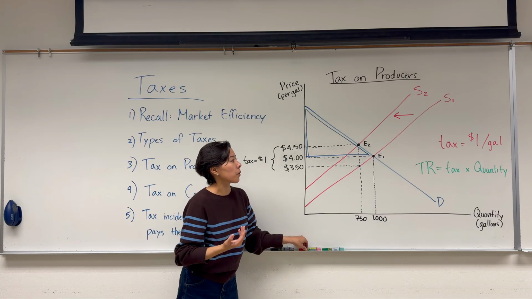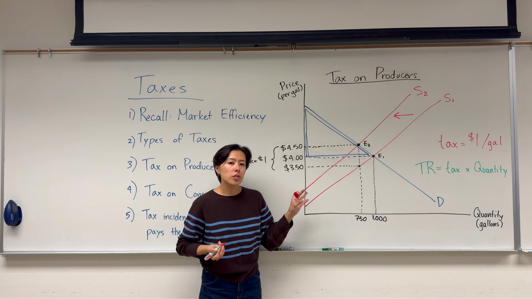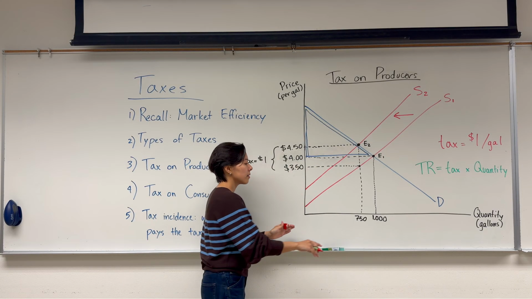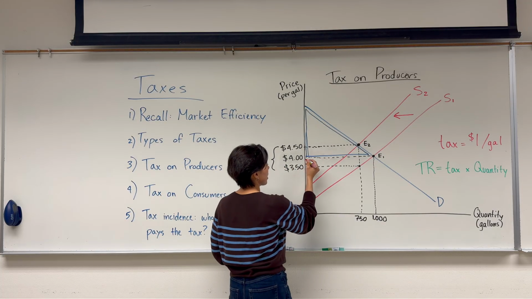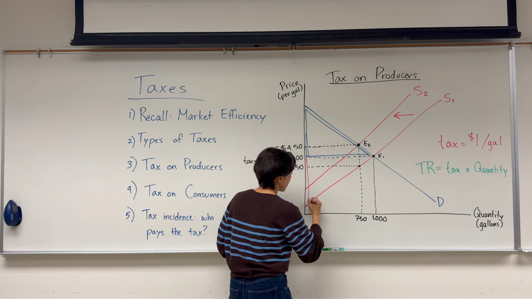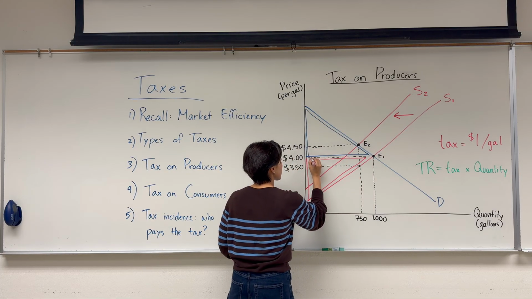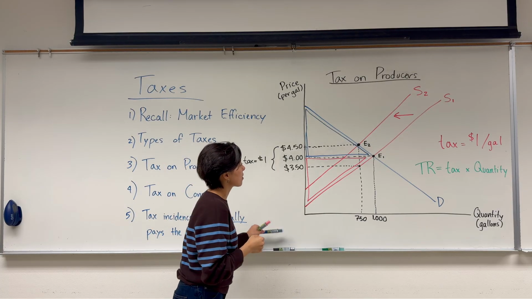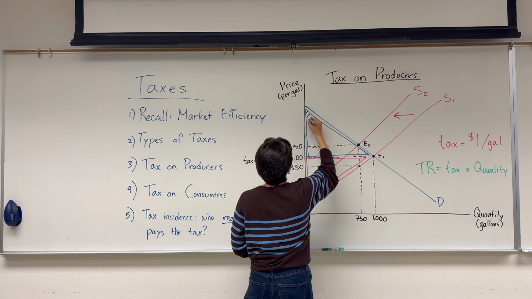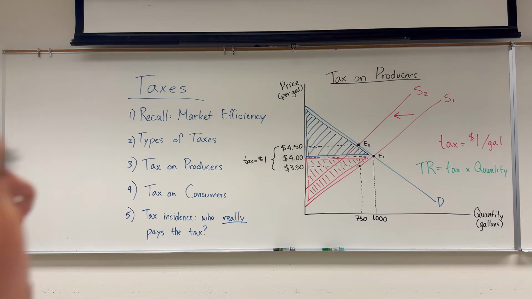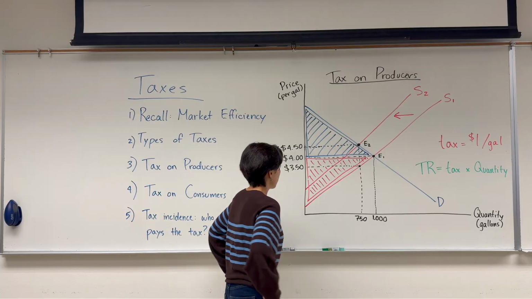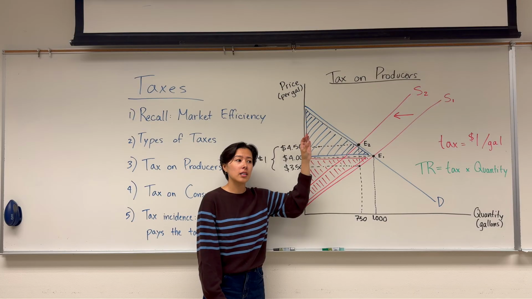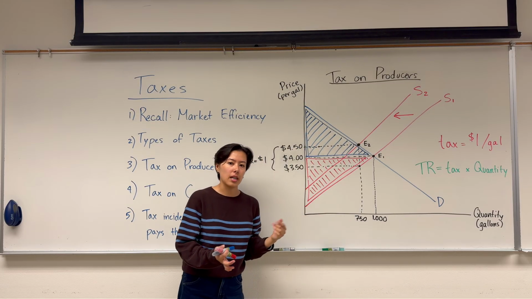At the same time, before the tax, my producer surplus is the area that's above the supply curve, below the market price, again bounded by the quantity being exchanged. So before the tax, this bottom triangle here is my producer surplus. And so to make this a little bit easier to see, I'm going to lightly shade in these regions. So there's my consumer surplus before the tax and my producer surplus before the tax.